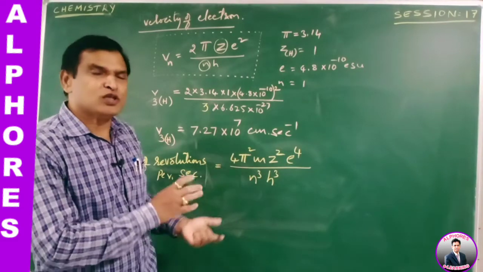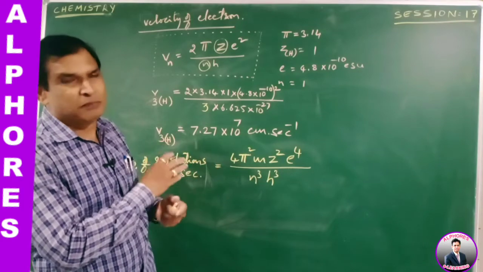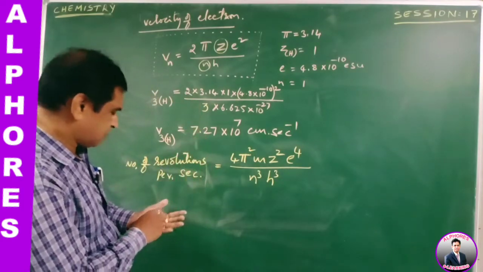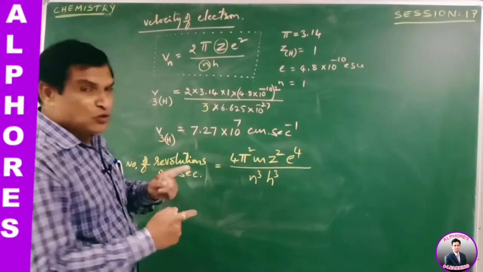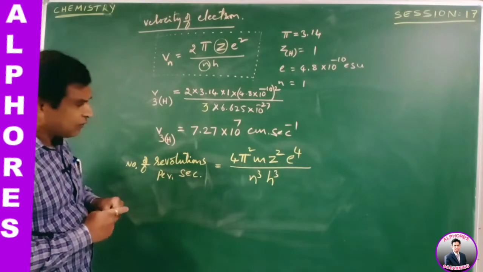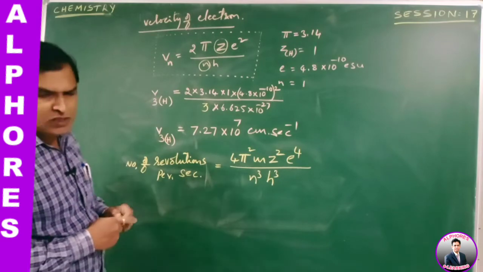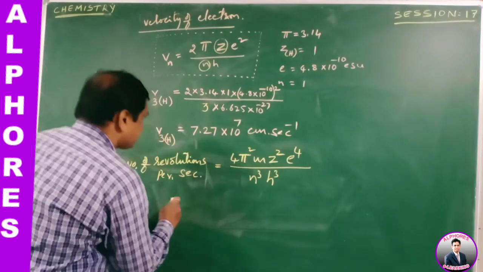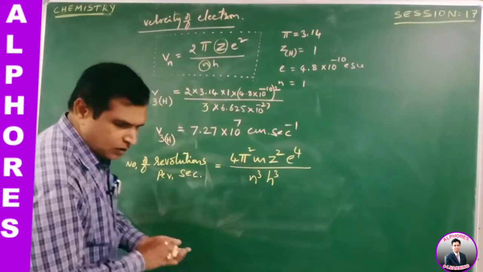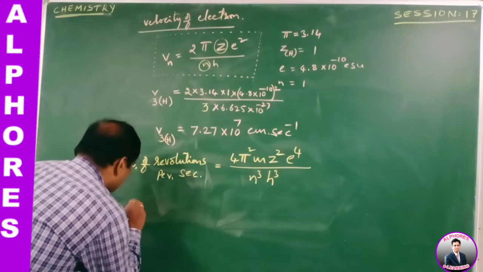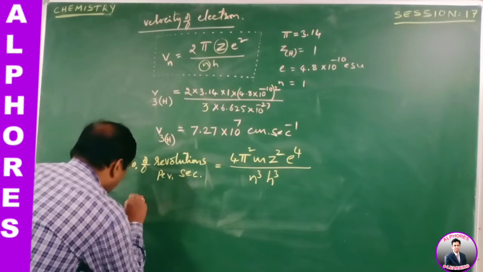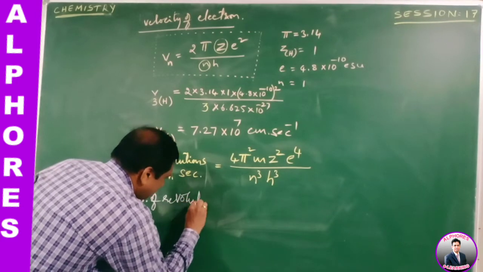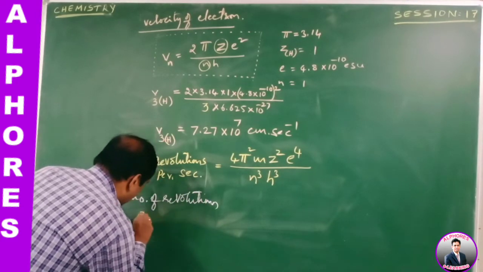The derivation of this formula is already done in the previous session. Now I am taking the numerical part of this. So in the third orbit only you are calculating the number of revolutions. Fine. So the number of revolutions is taken like this, and now let us substitute the data. Number of revolutions in third orbit.